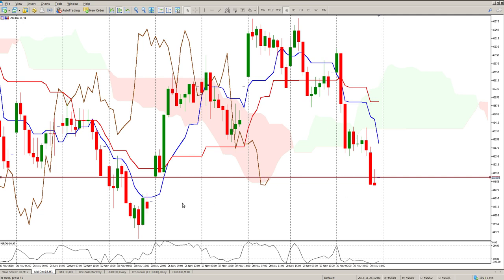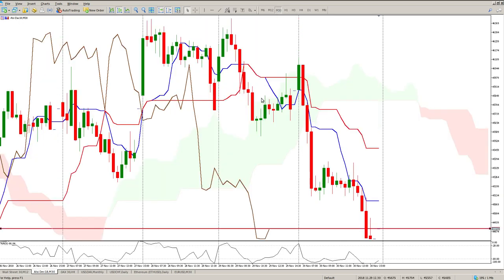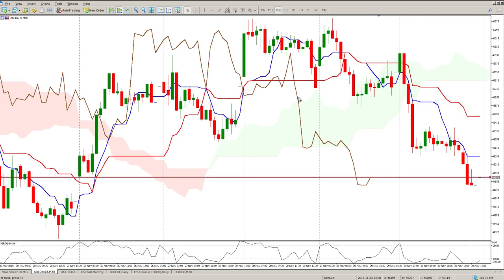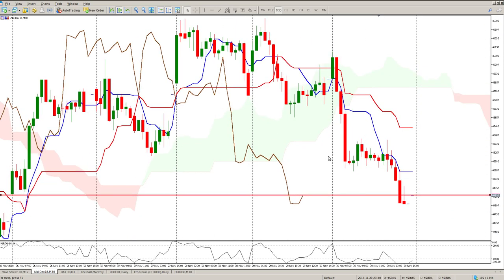Okay, we've got magnets to the downside, everything. So this is still bearish. I mean, every time frame is bearish on Ichimoku. So Ichimoku traders would be still looking for shorts.